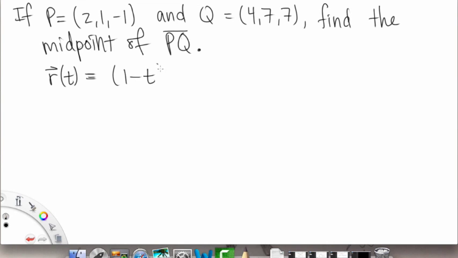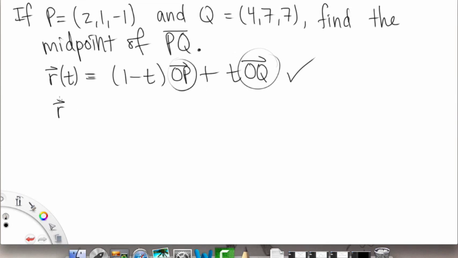We have (1 - t) times the vector OP plus t times the vector OQ. To do this, first of all, you have to recall this formula, and you can always derive it using the technique that I demonstrated and explained in the concepts video for this section. So anyways, from this point, we can just plug in our OP and our OQ.